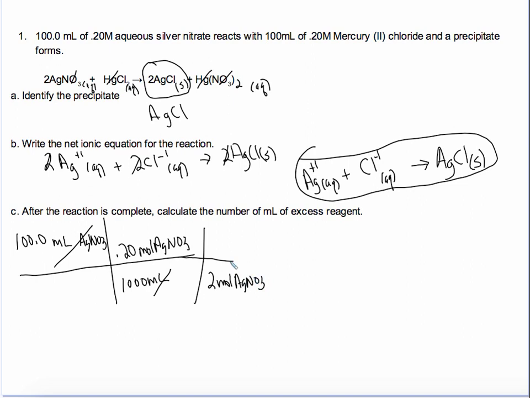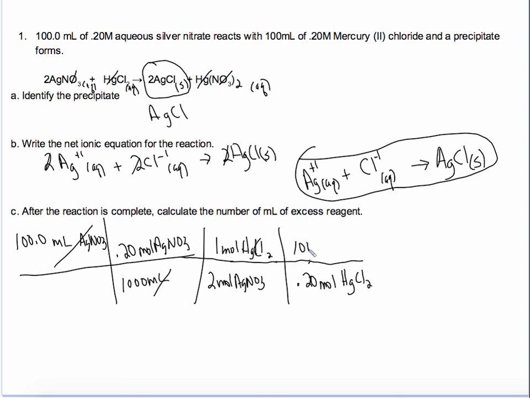Then comes the mole ratio. 2 moles AgNO3 to 1 mole HgCl2. Supposed to be a C. Okay, mole ratio from equation. Then I'm going to use the molarity. So 0.20 moles is the molarity of the HgCl2.